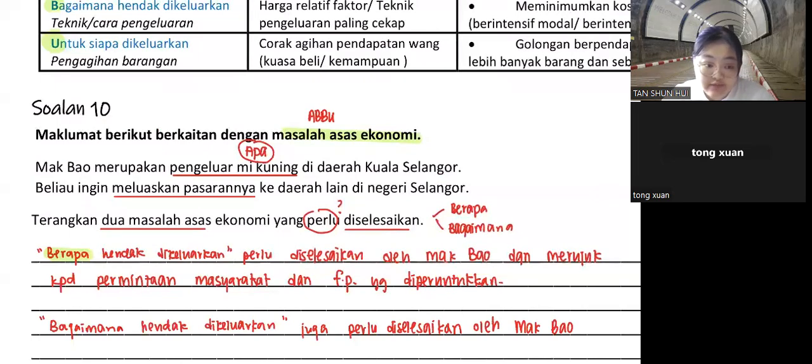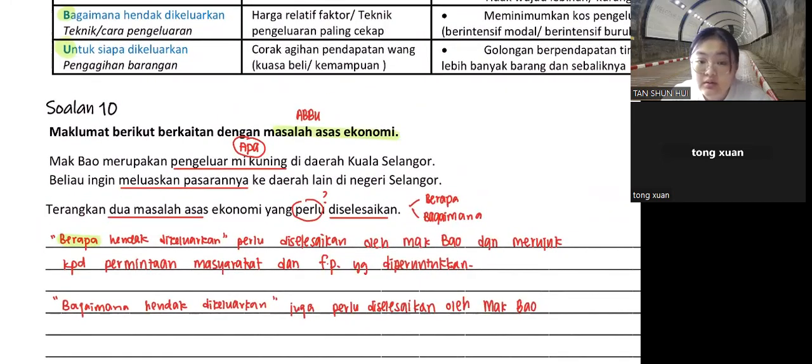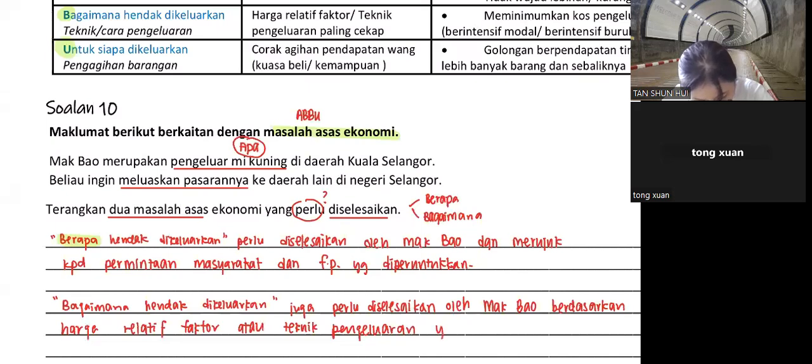So how do they solve bagaimana? Normally they will choose whatever is more efficient or cheaper. So similarly you can say, berdasarkan harga relatif faktor atau teknik pengeluaran yang paling cepat.